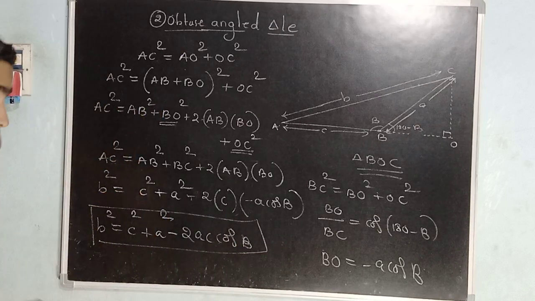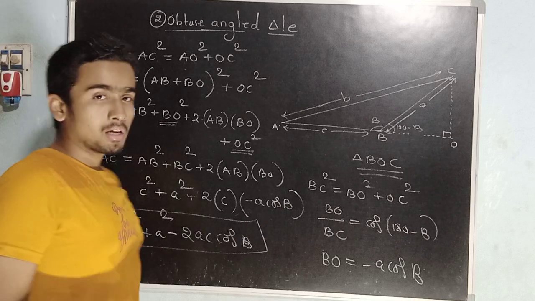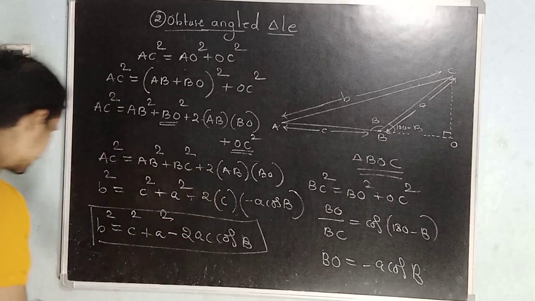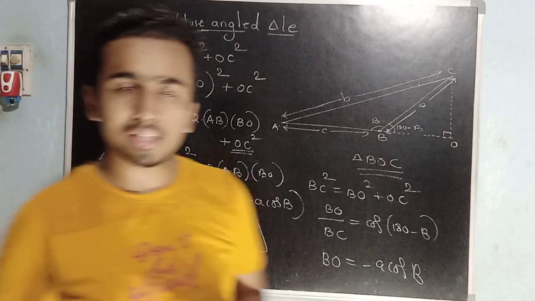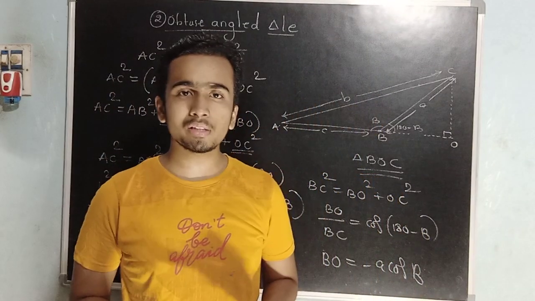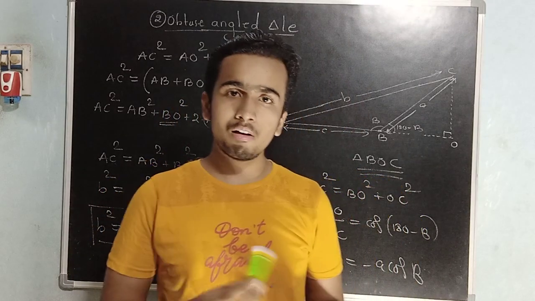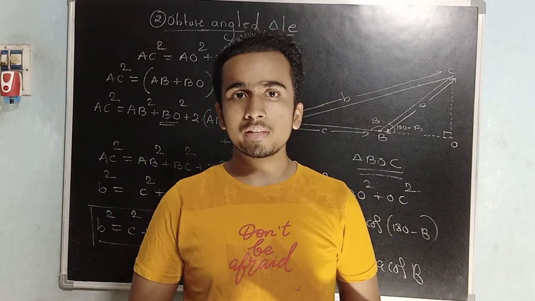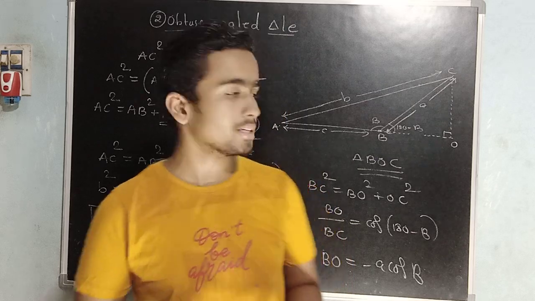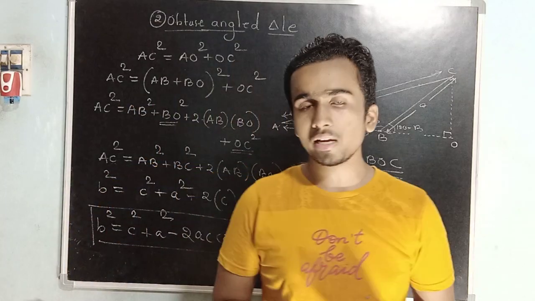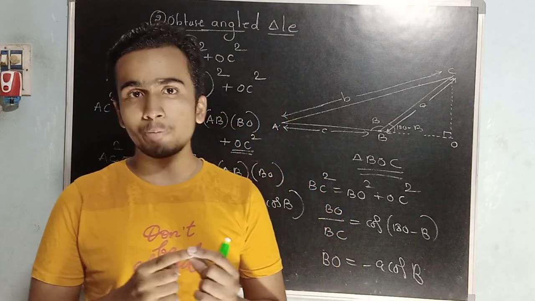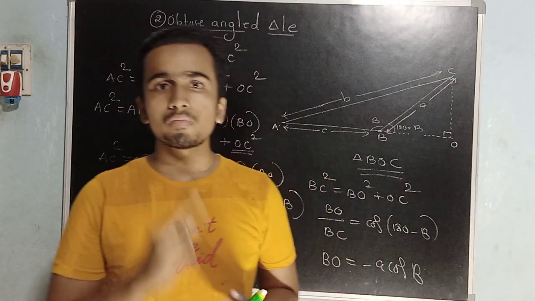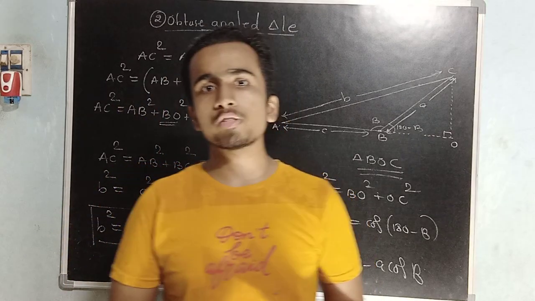In a similar manner, the same method can be applied for proving the other two results also. So here is another method for proving the cosine rule. I have also explained the first method in the previous video. You can check it out. And this is the second method. Here I have considered three cases: right angle triangle, which is specially called the Pythagoras theorem; acute angle triangle; and obtuse angle triangle.